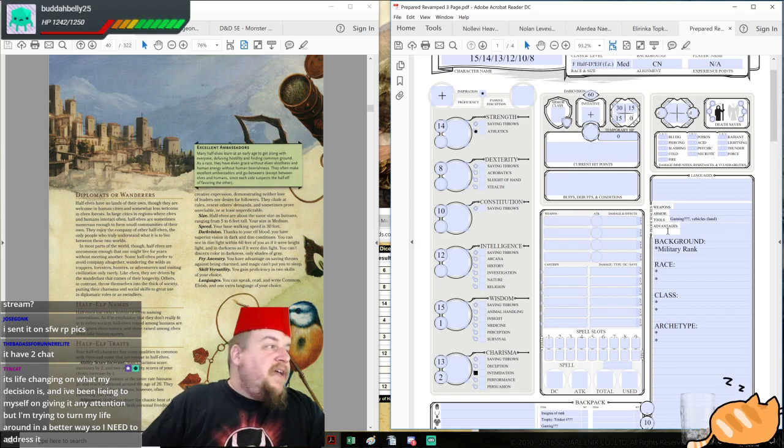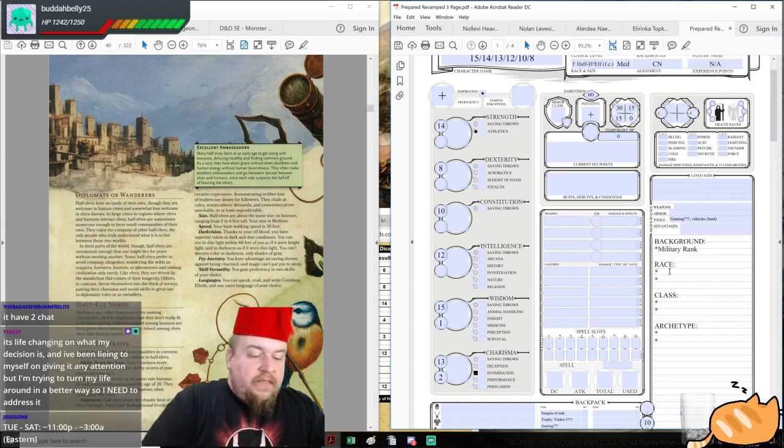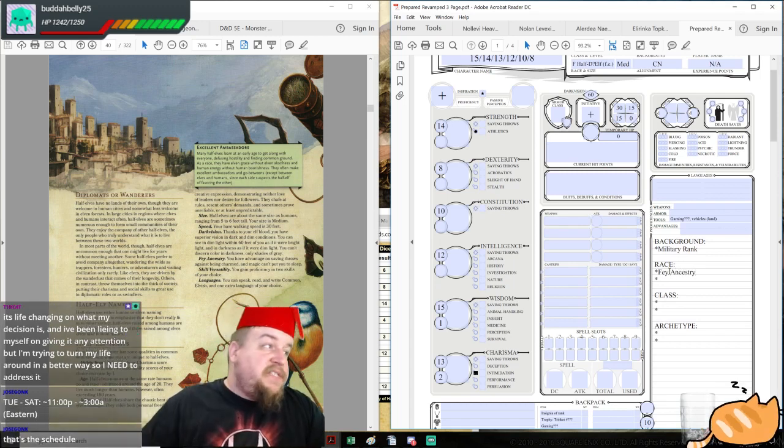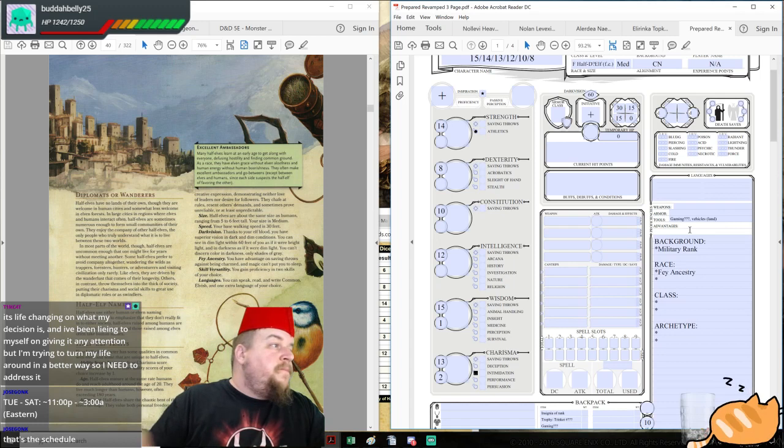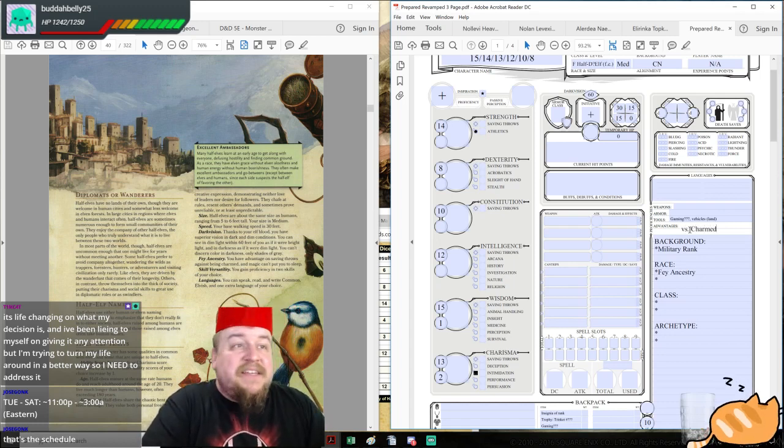We also have Fey Ancestry. That does 2 things for us. We cannot be magically put to sleep. As well, we have advantage versus being charmed, as per the status condition.